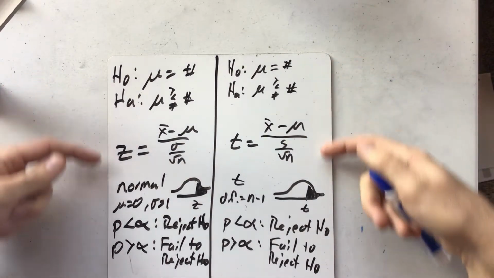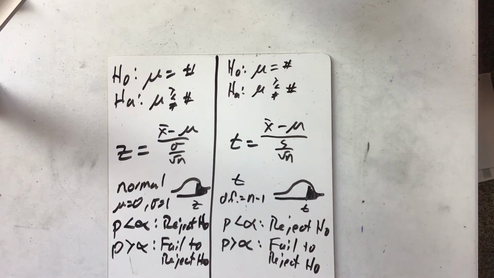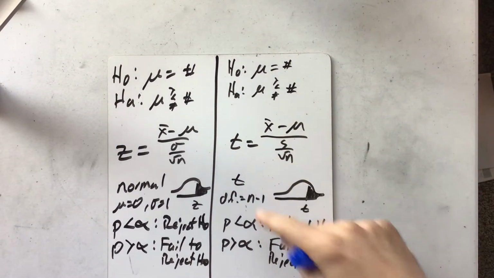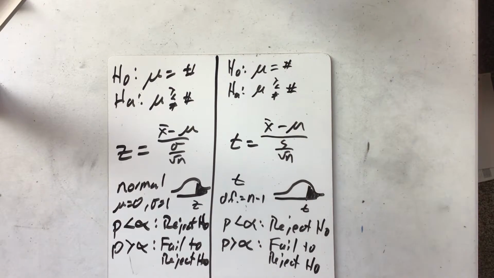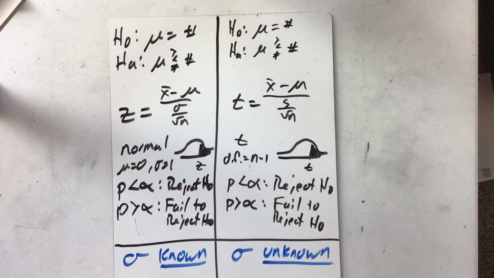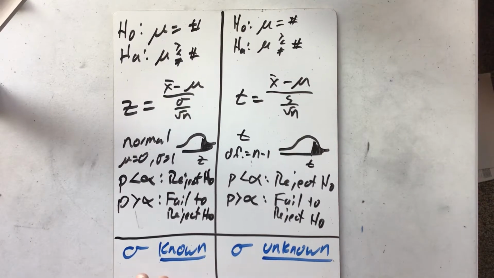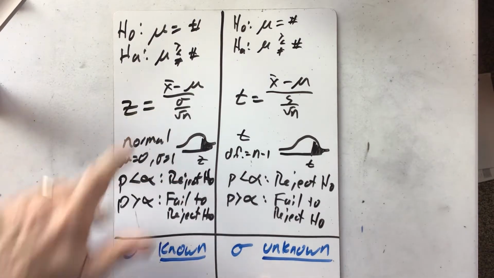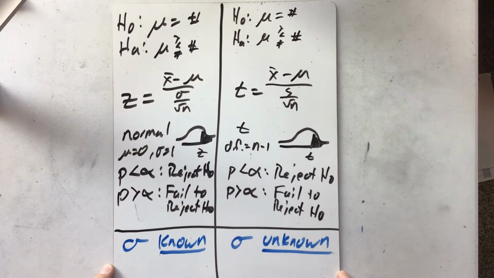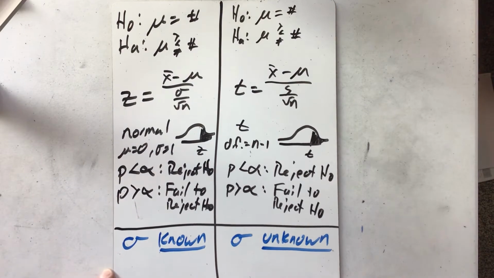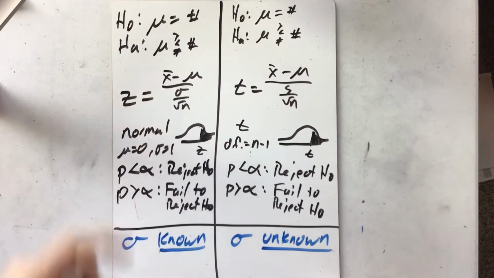So we follow the exact same process, but one of the first things we need to ask when we start a problem is, which side are we on? Are we dealing with z's and normals, or with t's and a t distribution? The big clue that's going to let you know which one we're in is whether or not we know the sigma value. Sigma is the standard deviation for the whole population. If that's given to you, then you know you're in this column.